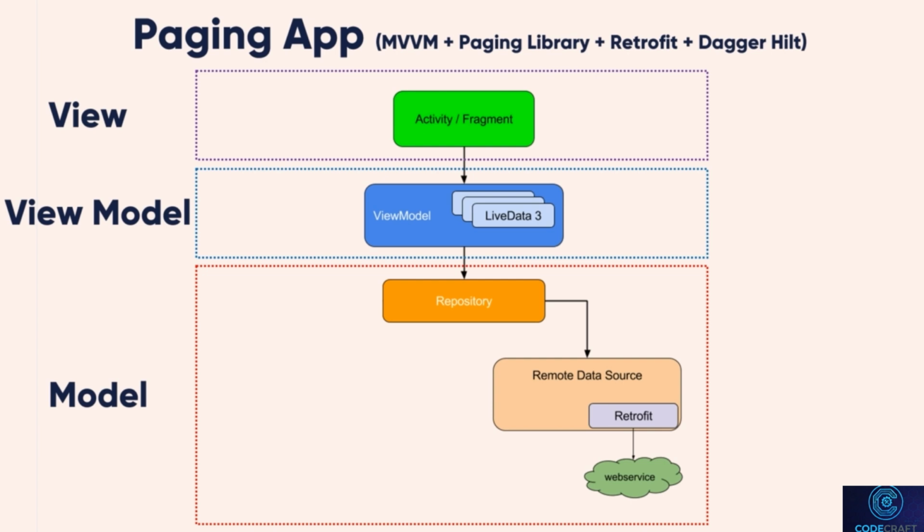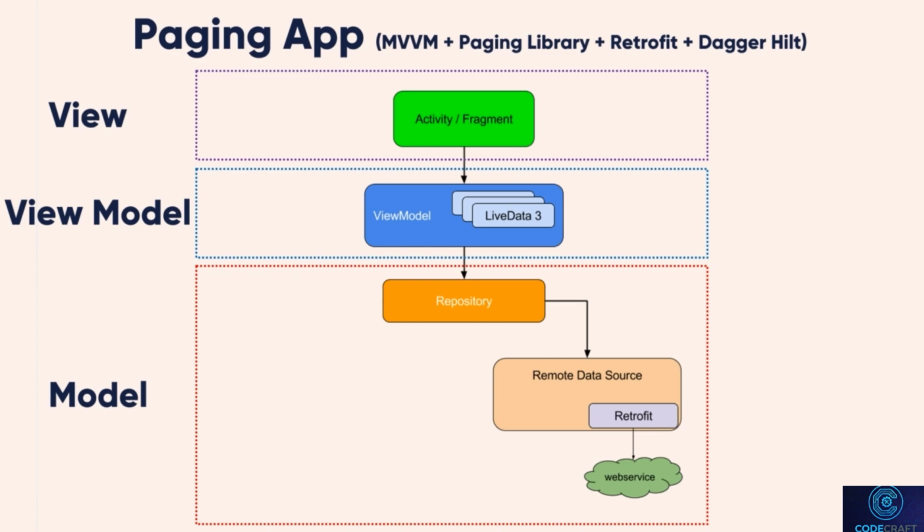So the activity, our app will contain only one activity, which is the main, which displays the movies in a RecyclerView, and the view model, which contains the view model and the live data, and the model which comprises the repository, the remote data source, Retrofit, and the web service. We are going to use Dagger Hilt, and we are going to introduce the paging library, which is the main goal of this project.